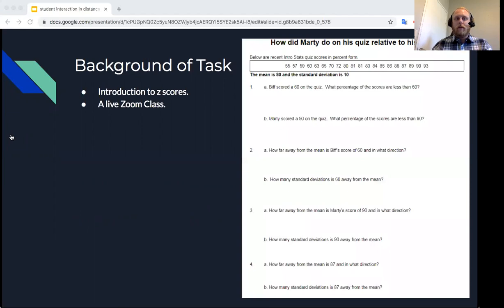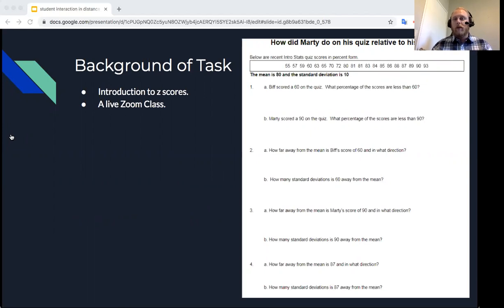Just a little bit of background. Right now we are teaching a 6-week summer statistics course, and we are just starting to learn about z-scores. This was the task we used to introduce z-scores, and we'll be focusing mostly on questions 2, 3, and 4 in this.